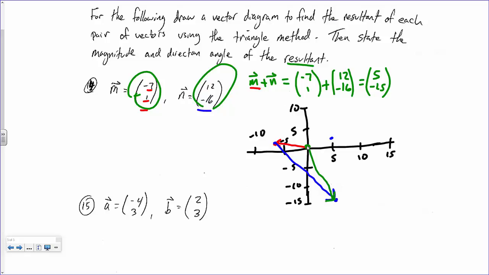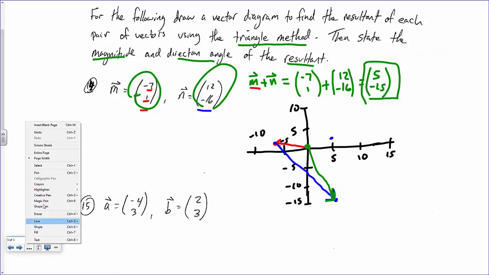If I look at this vector component from here, I'm going over 5 and down 15, which actually matches the resultant vector. As you can see, this forms a triangle, so they call this the triangle method. But here's vector m, this is vector n, and here's the sum, which is vector m plus n. Okay, so now from that, they want the magnitude and the direction angle of this vector, which is a lot of fun, right?